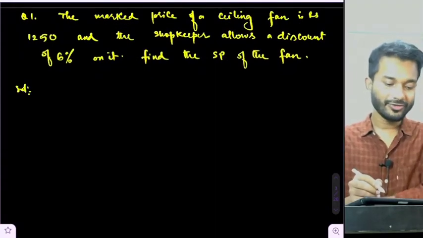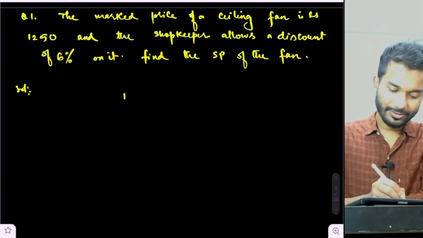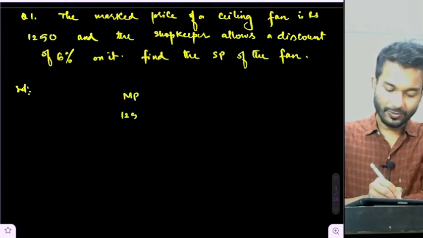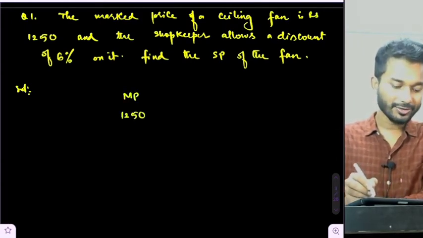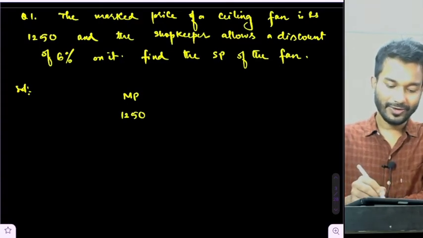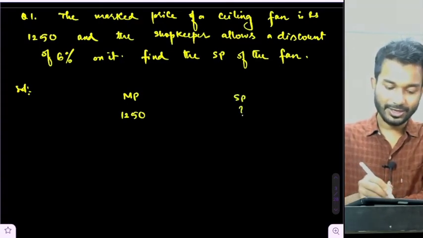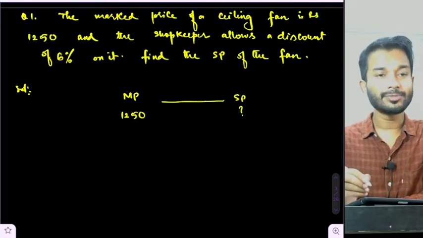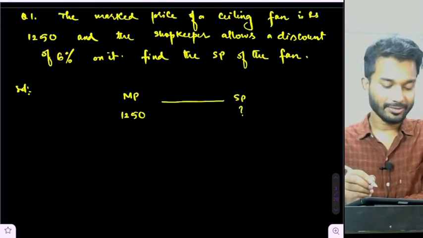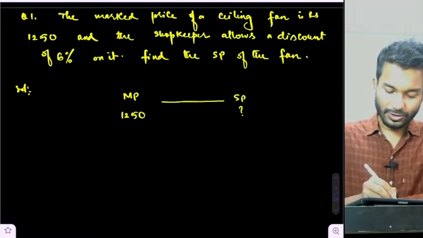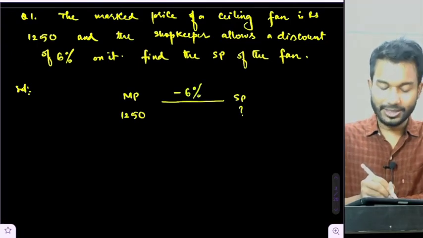The mark price of a ceiling fan is 1250. Okay, mark price is given 1250. And the shopkeeper allows a discount of 6% on it. Find the selling price. Selling price is unknown. And in the chapter percentage, I have told you that discount is a negative term. So here we write minus 6%.